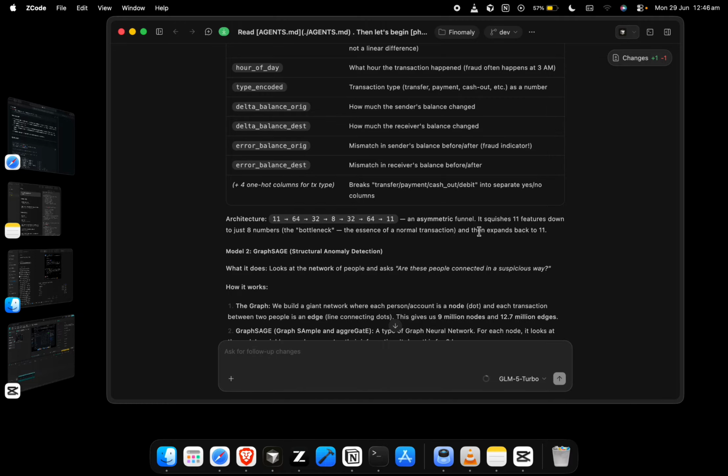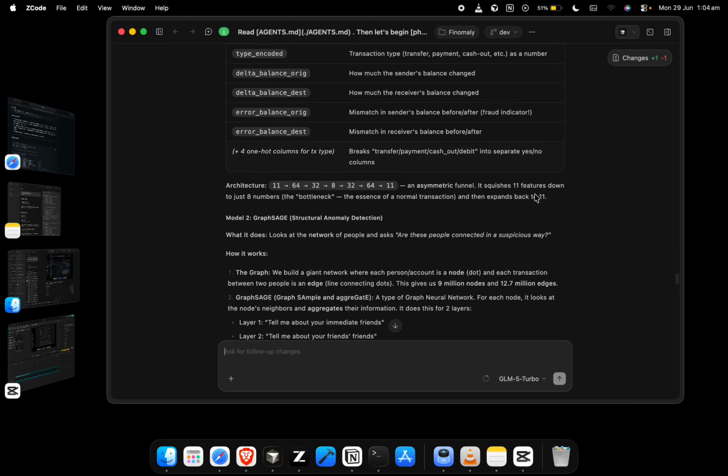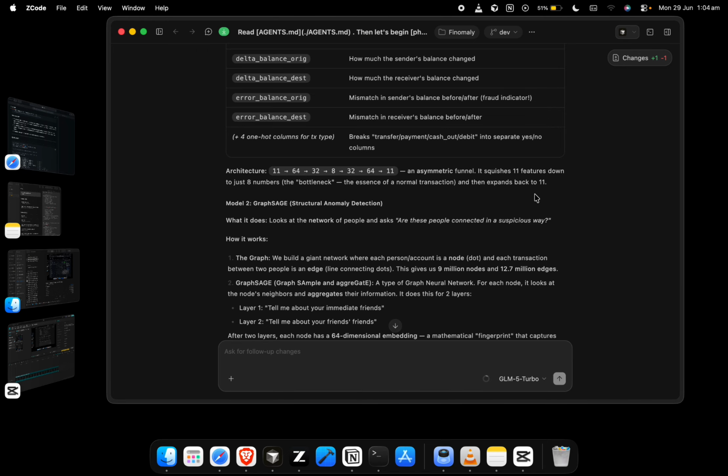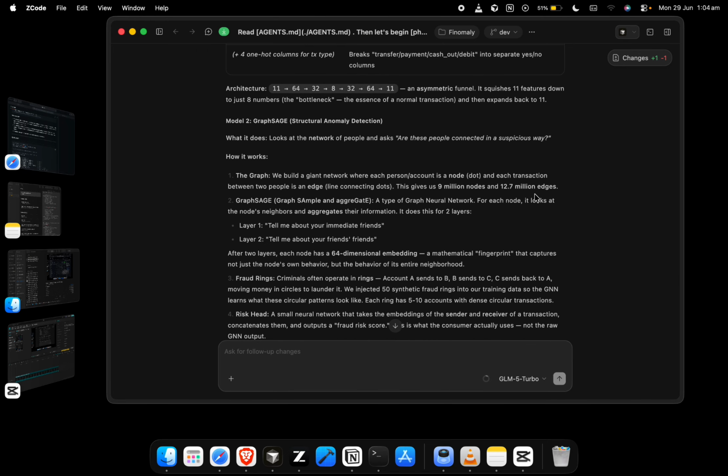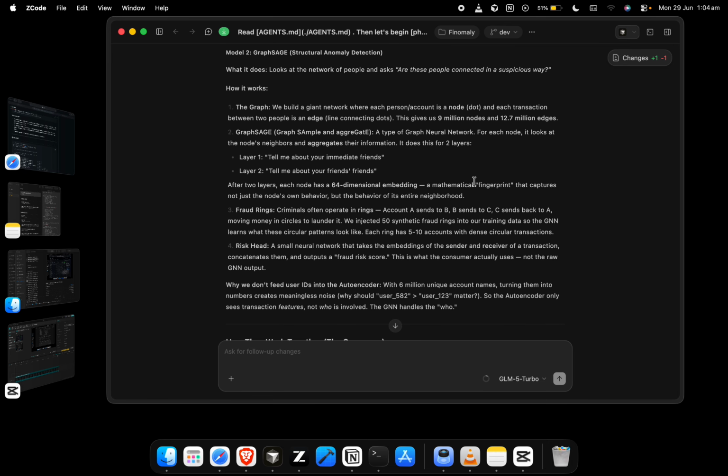Now for the second model, which is GraphSage. This stands for Graph, Sample, and Aggregate. So GraphSage is basically for structural anomaly detection. What it does, it looks at the network of people and asks, are these people connected in a suspicious way? How it works, the graph: we build a giant network where each person or account is a node.